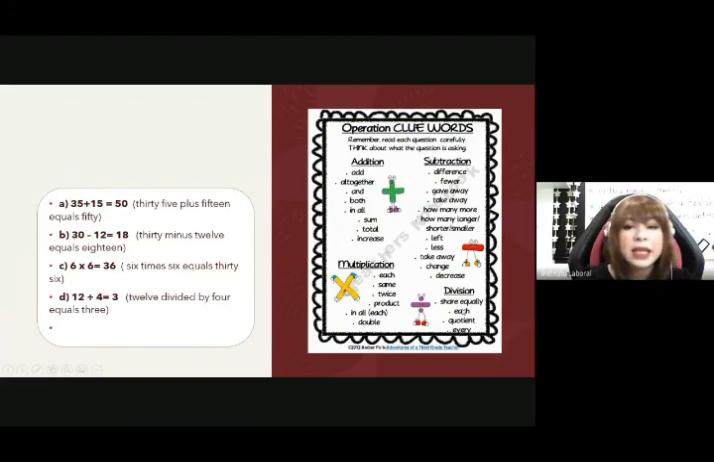What is important here is that you have to memorize the symbols and the way you have to read those symbols. Okay, for addition, plus. For subtraction, minus. For multiplication, times. And for division, divided by.